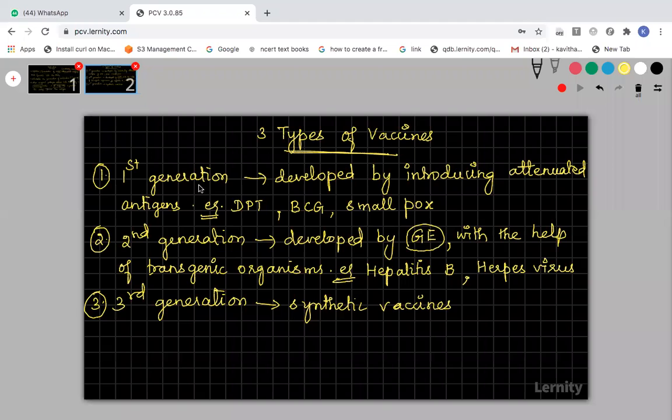In the first generation vaccines, the people who are getting these vaccines will get fever, they will have fever for the next 3 days. And second generation vaccines, they will have fever for only 1 day. And third generation vaccines, they will not get any side effect, it will be very less in the third generation.